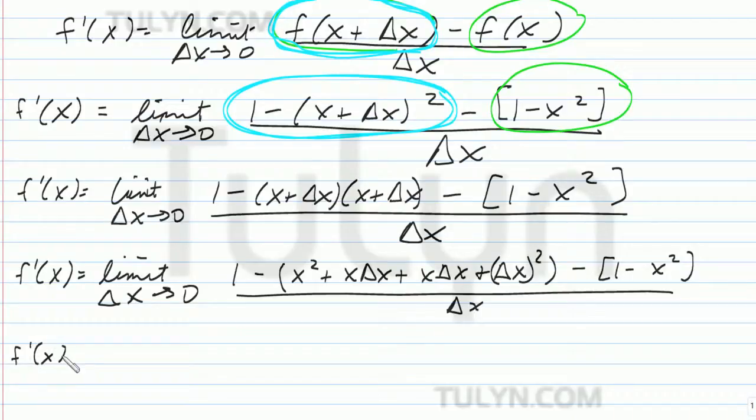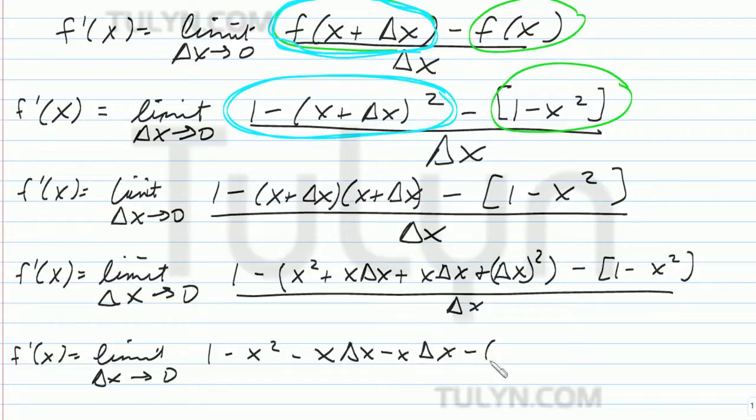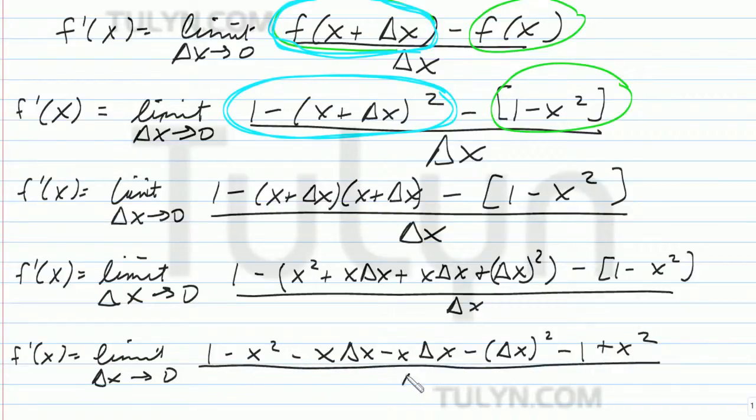So f prime of x equals the limit, delta x approaches 0, 1 minus x squared, and this negative on the outside applies to everything inside the parentheses, so make everything else the opposite sign. Negative x delta x, negative x delta x, negative delta x squared, minus, and then because there's a negative in front of these brackets, it's going to be negative 1 inside, and the opposite sign inside, positive x squared, all over delta x.